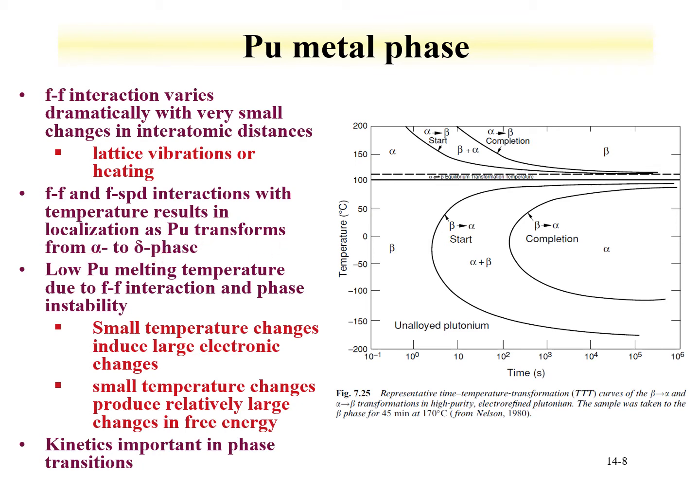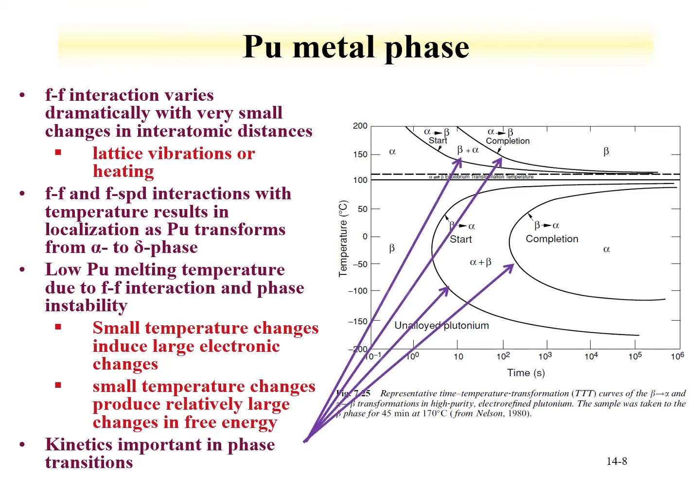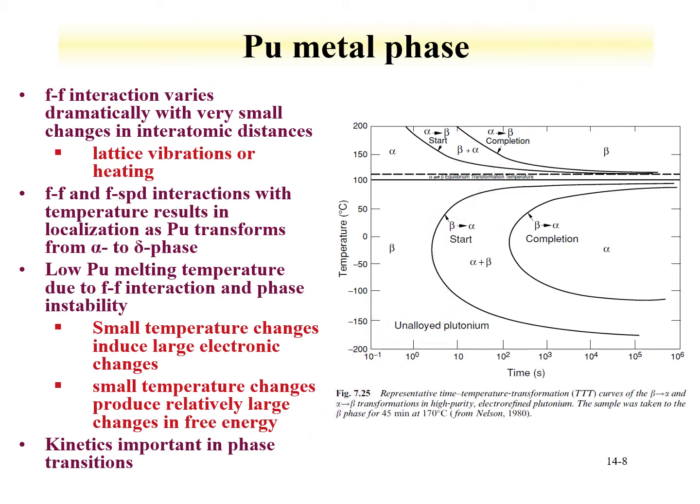These small temperature changes can induce large electronic changes, and they produce relatively large free energy changes. The kinetics are shown here for the changes of plutonium going from one phase to another. As you can see, these curves that we highlighted show some of the boundary conditions for the kinetics. And as we see here, this is, for example, an alpha phase in an unstable regime and a beta phase in an unstable regime.